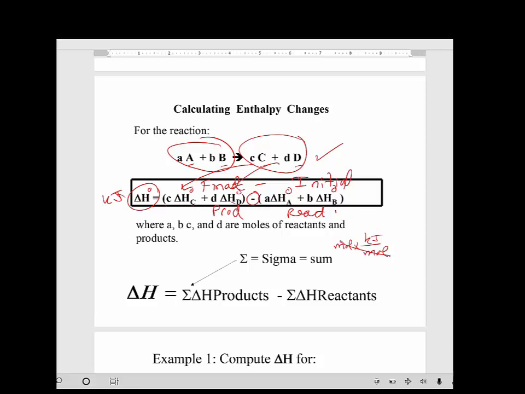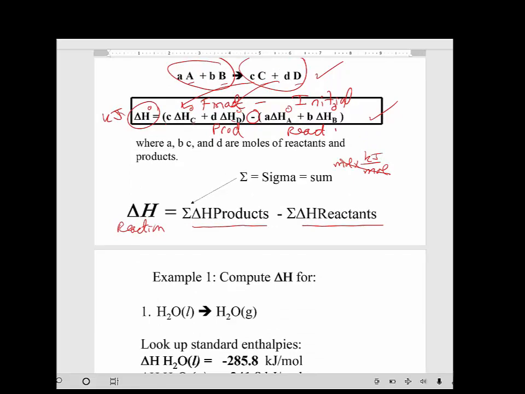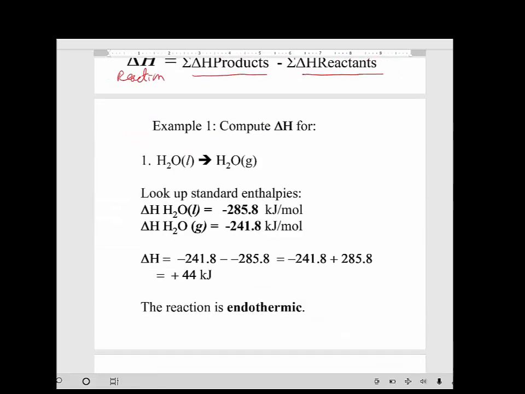So if we take that equation and make it more concise, the delta H for the reaction would be the sum of the enthalpies for the products minus the sum of enthalpies for the reactants. It's products minus reactants, it's final state minus initial state. If you reverse that equation, I won't give you any credit on a test.